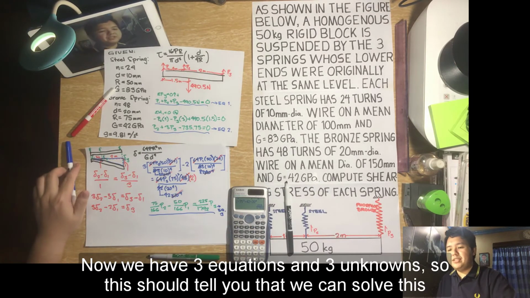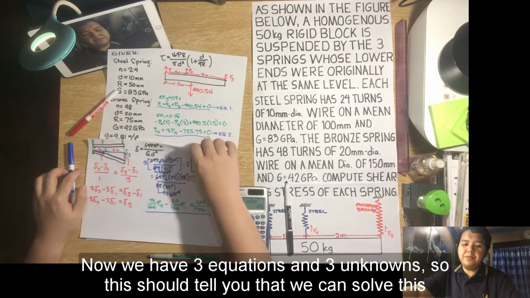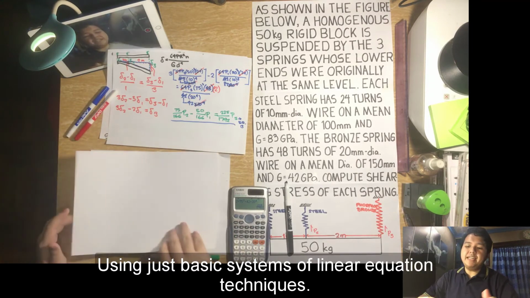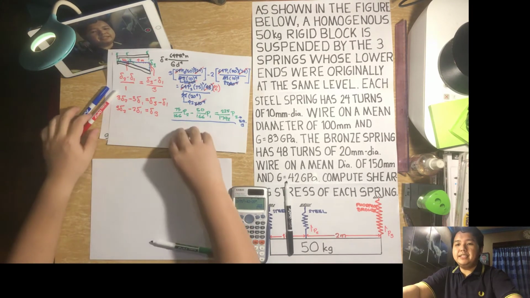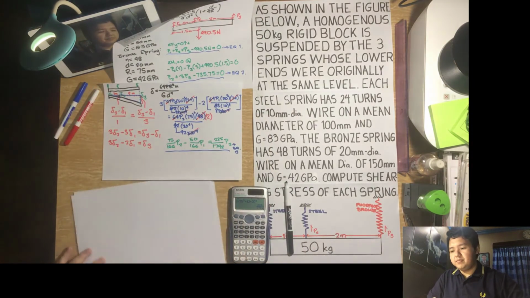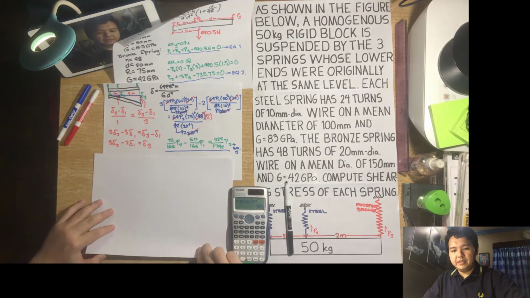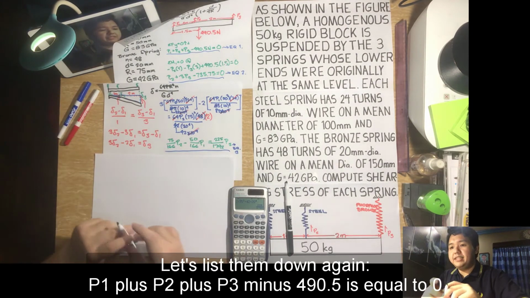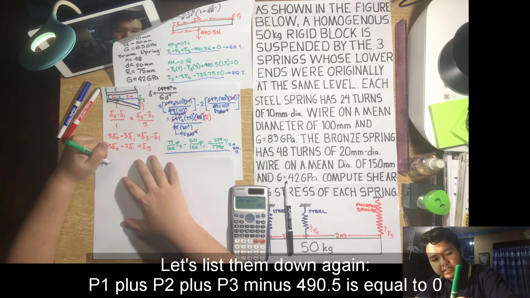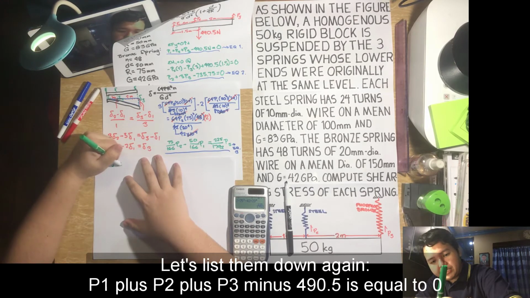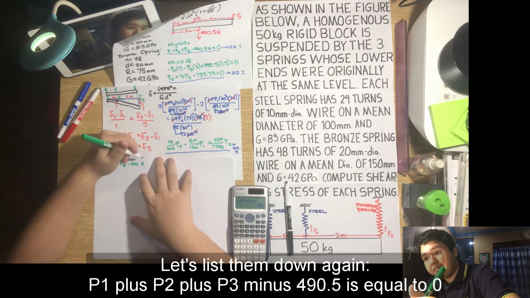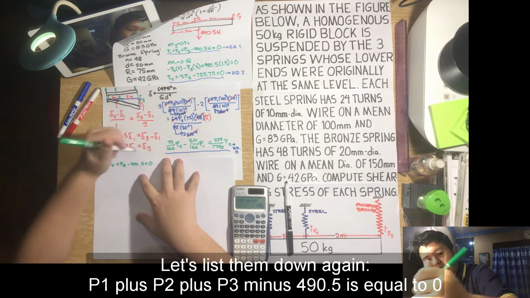Now we have 3 equations and 3 unknowns. This should tell you that we can solve this using basic systems of linear equation techniques. So let's list them down again. P1 plus P2 plus P3 minus 490.5 is equal to 0.